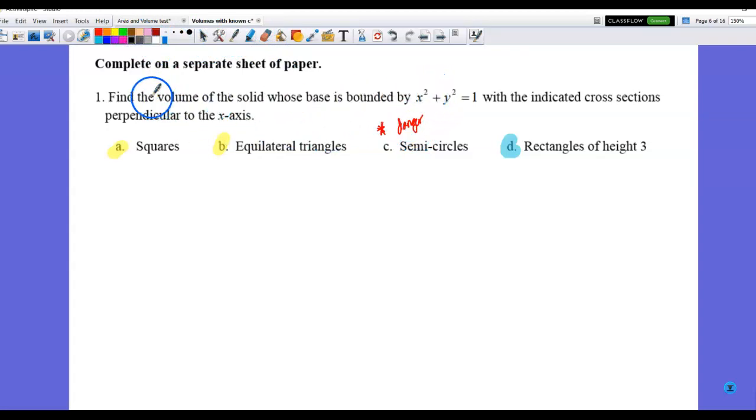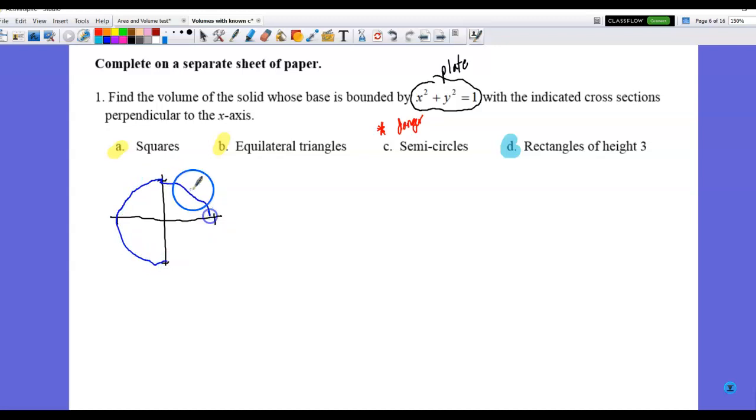All right, so find the volume of the solid whose base is bounded by a circle with a radius of 1. So this is what I'm thinking of as my plate. I'm going to sketch a circle with a radius of 1, and I'm going to exaggerate that a little bit just to give myself some working space. All right, so there's my circle, radius of 1, and this is the plate that I'm going to sit my cake on. Oh, this is not a beautiful circle. Okay, so that's the plate that my cake is going to sit on.